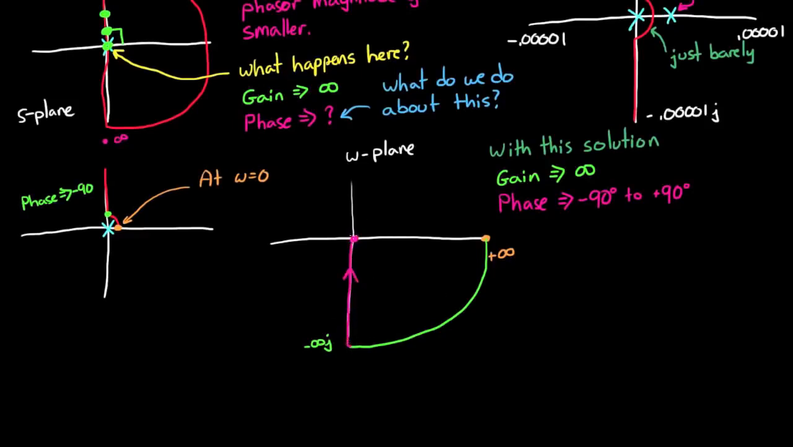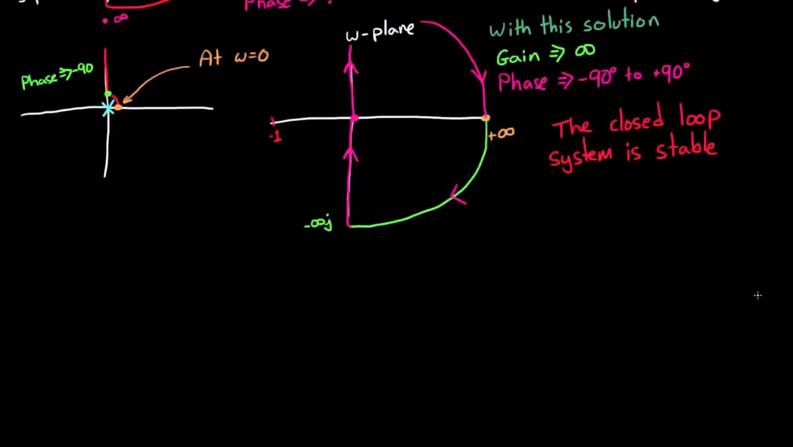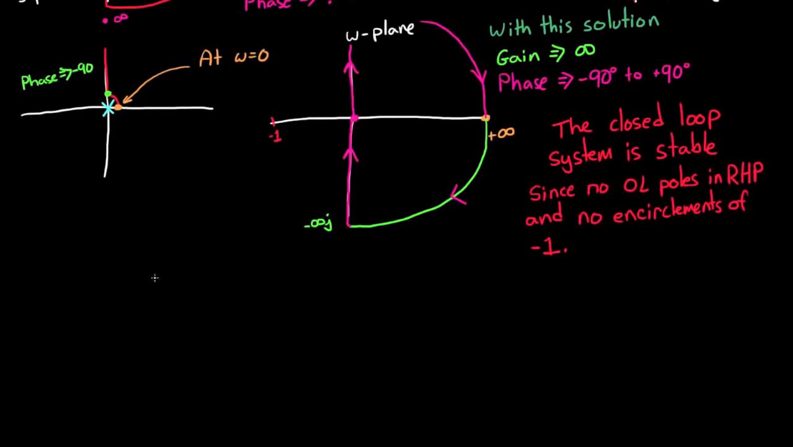And finally we can complete the Nyquist plot by just drawing the reflection about the real axis. And we can say that the closed loop system is stable because there are no open loop poles in the right half plane and no encirclements of -1.